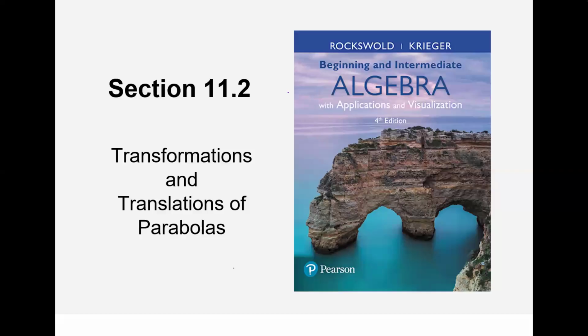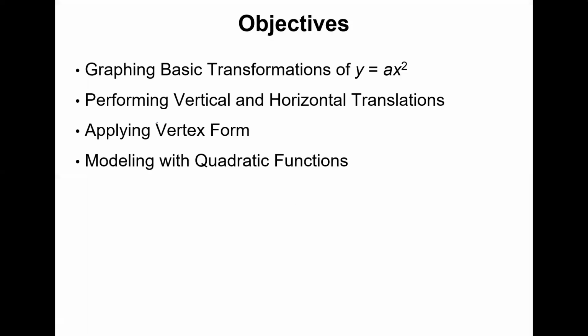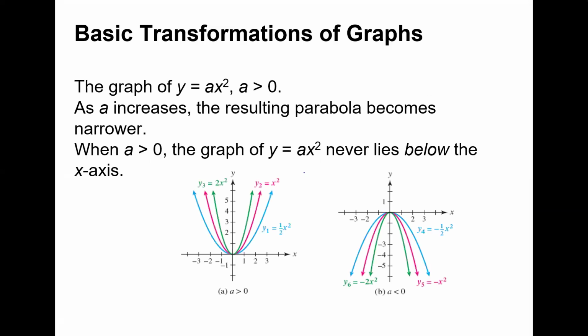All right, here we're on section 11.2. This is on transformations and translations of parabolas, basically moving them around. So the basic graphing transformations of y equals ax squared, performing vertical and horizontal translations, applying vertex form, and then modeling with quadratic functions. Those are our objectives in this section.